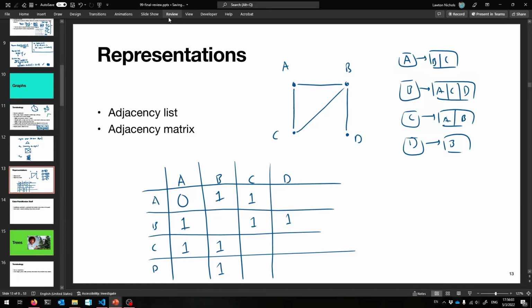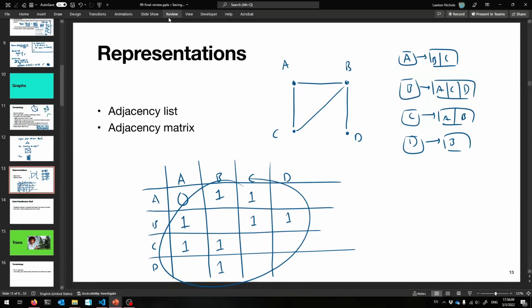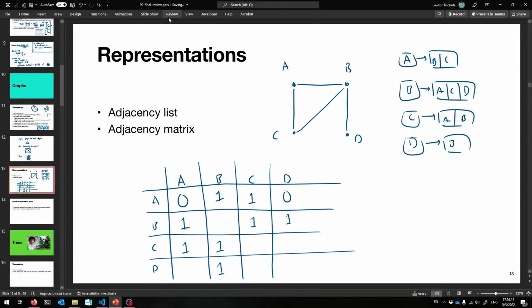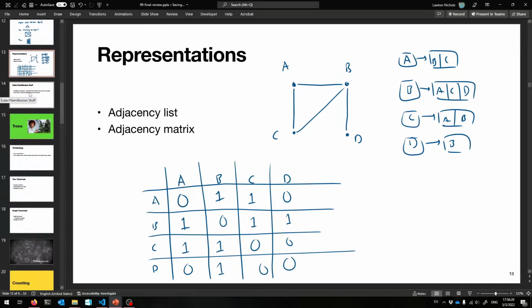So there are 1, 2, 3, 4 real edges, and we should see 8 things here because you go in both directions. 2, 4, 6, 8. So I think that's right. And zeros everywhere else to represent the idea that there are no edges in those directions. Those do not exist. All right.